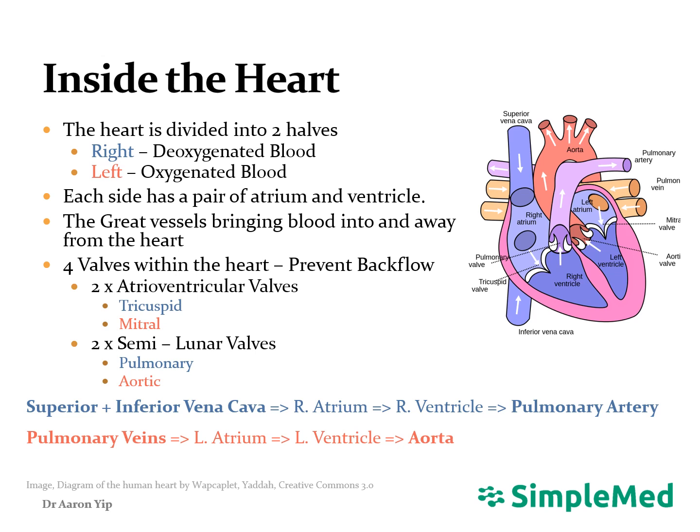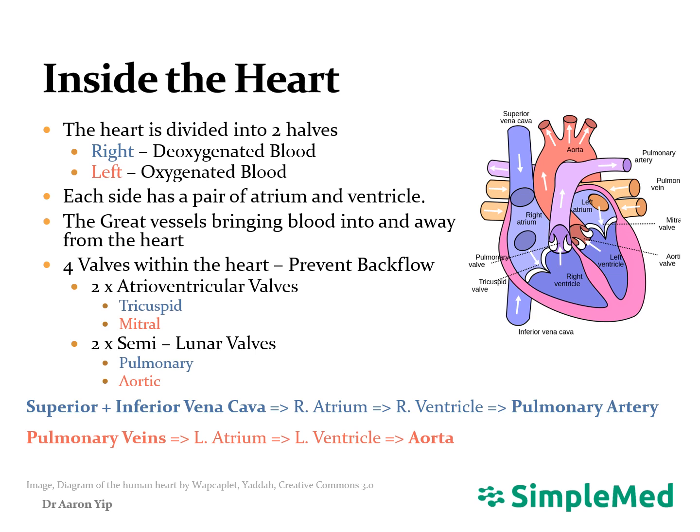As we look inside the heart, we see the heart is divided into 2 halves. The right side is responsible for the deoxygenated blood, the left side responsible for the oxygenated blood. Each side has its own atrium and ventricle. We can also see the great vessels bringing blood into and away from the heart.